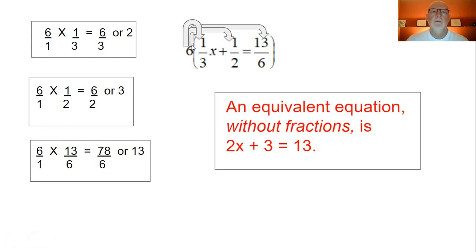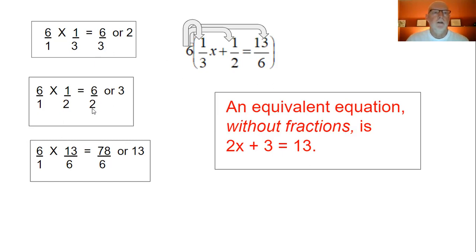And then the last term is 6 times 13/6. 6/1 times 13/6 is 78/6, which is 13. So we've taken this equation with fractions, and we've rewritten it. This is an equivalent, because we could multiply by other common denominators. So this is one equivalent equation without fractions right there.